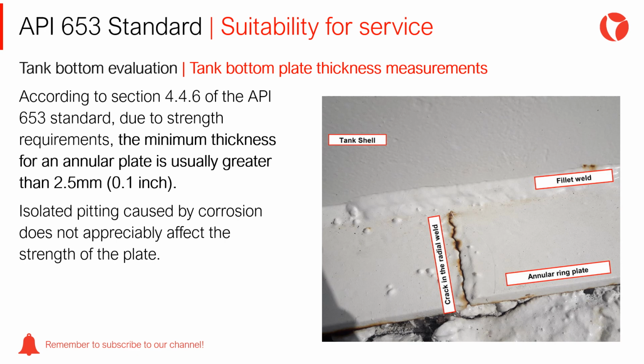Let's talk about tank bottom plate thickness measurements. According to section 4.4.6 of the API 653 standard, due to strength requirements, the minimum thickness for an annular plate is usually greater than 2.5 mm. Isolated pitting caused by corrosion does not appreciably affect the strength of the plate.